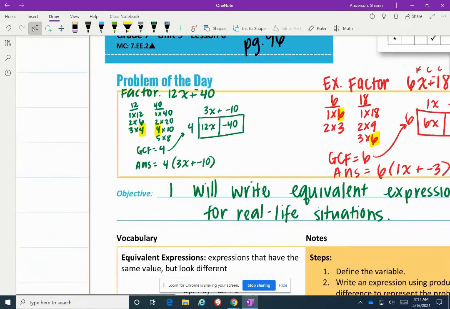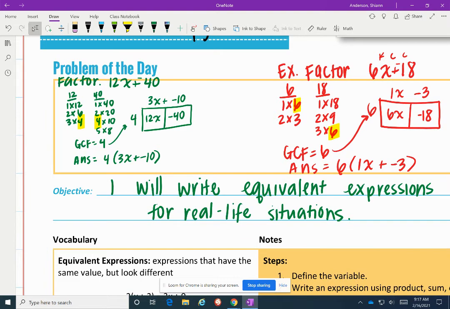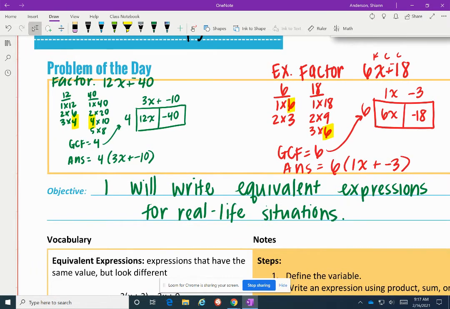Then you were to write the objective. I will write equivalent expressions for real life situations. So again, we're just working with some word problems in this lesson.